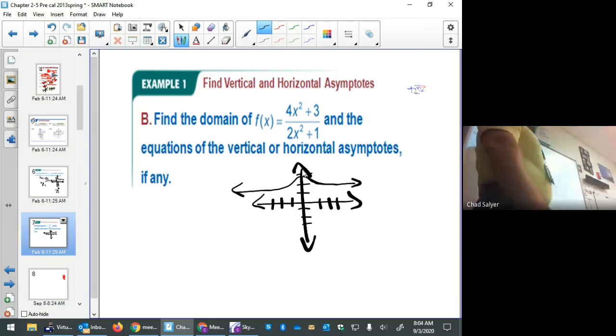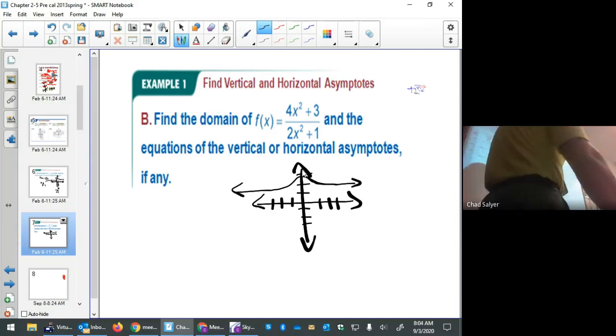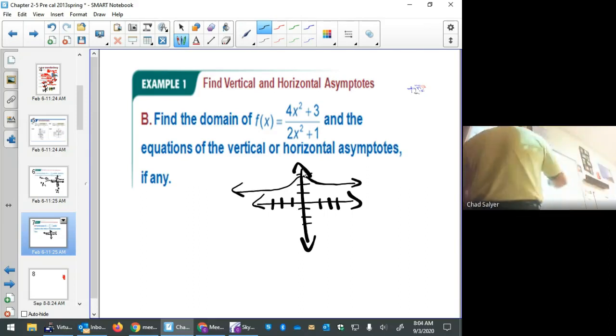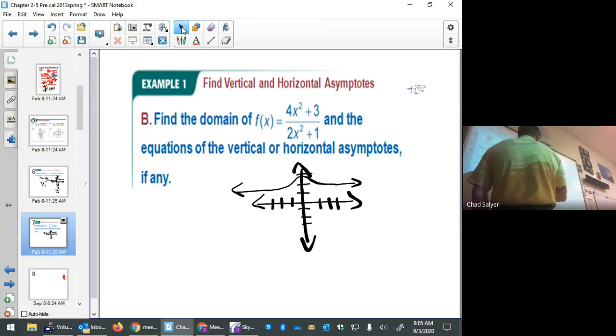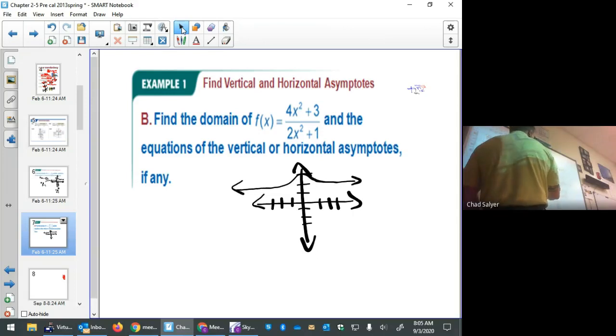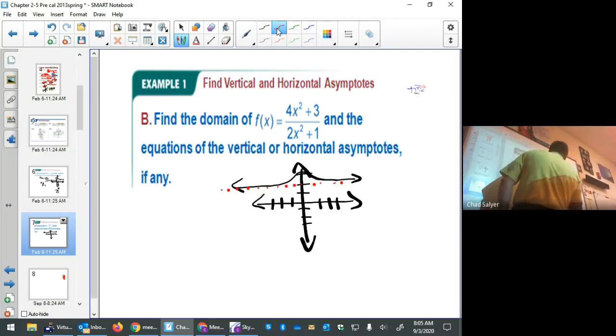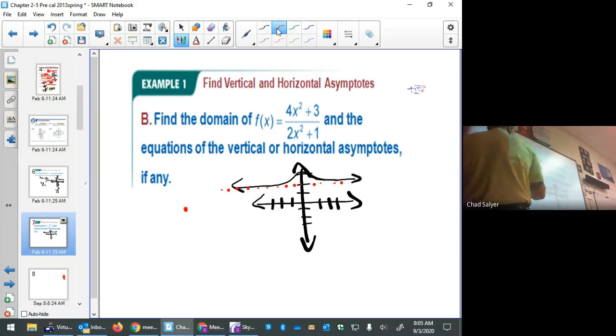So, what do you think here, Holden? Do you see a horizontal asymptote? You're close. And my drawing is imperfect here. It should be more like this. Maybe that'll help you. Yeah, it's at y equals 2.